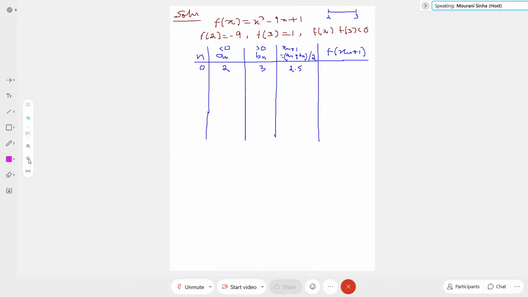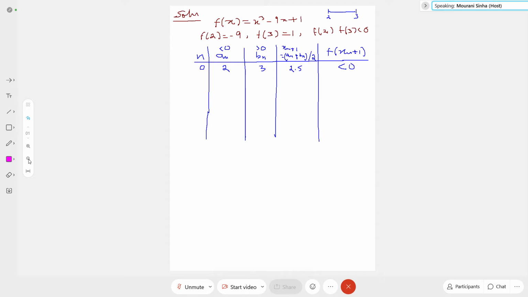Okay. So AN is 2, BN is 3. The midpoint is 2.5. And if I compute f of 2.5, I get a negative answer, minus 5.8. That's what all of you had computed, if you remember, just a few minutes back. Again, the value is not important. Whether the function is positive or negative, that is important, as I had mentioned. So f of 2.5 is negative, so I have put a negative sign in the last column.